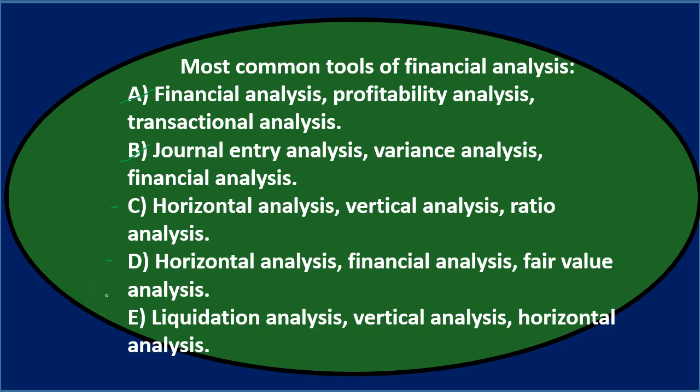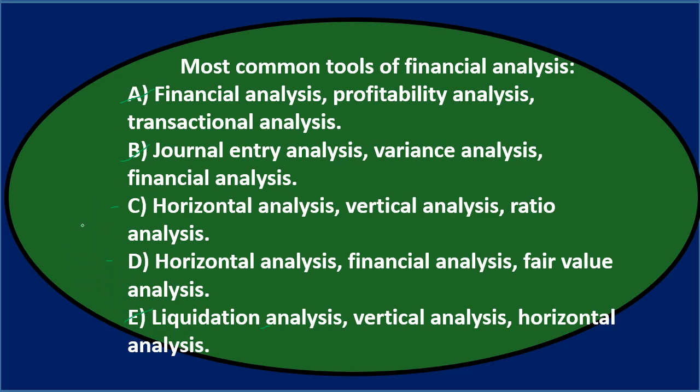E says liquidation analysis, vertical analysis, horizontal analysis. Again, I don't see any ratio analysis, and I don't see the financial analysis, which is in all the other ones, which is the only reason I would keep D. Vertical analysis and horizontal sound familiar. I don't really recognize liquidation analysis, so I don't think it's going to be E. Let's keep C and D. Let's go through it one more time.